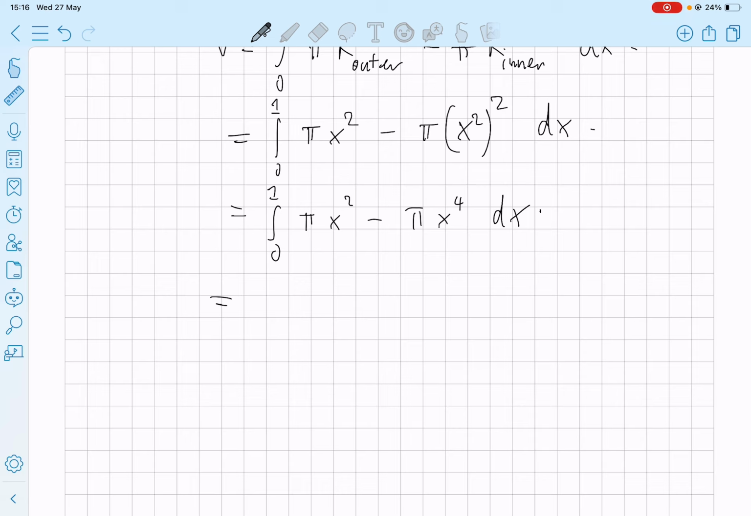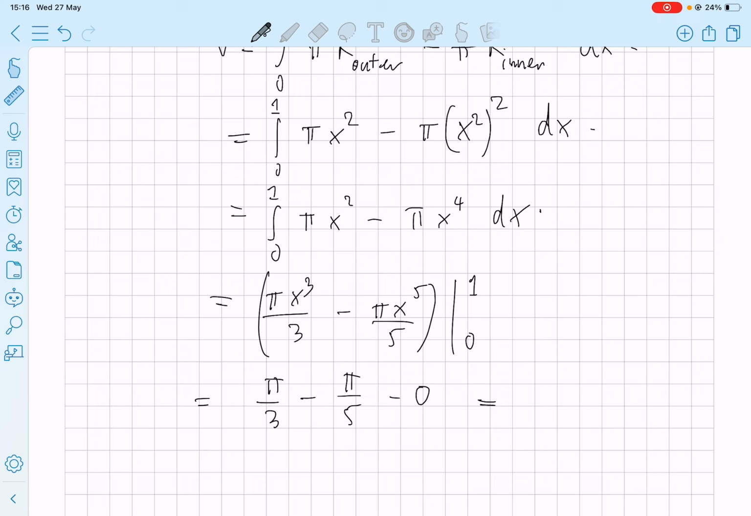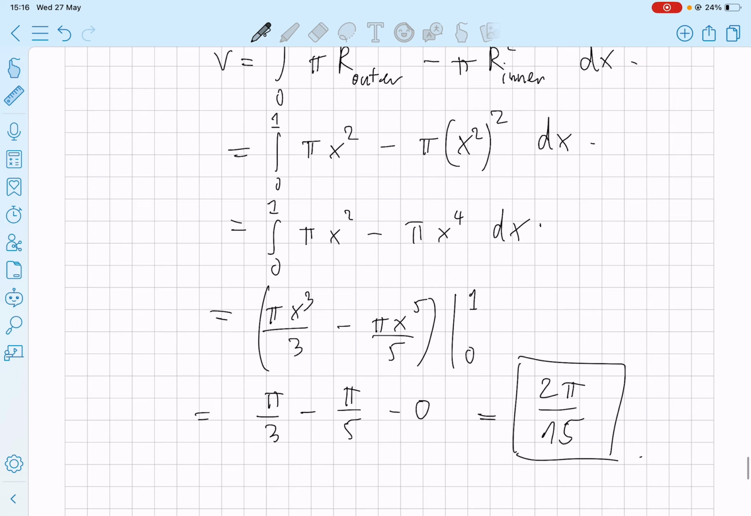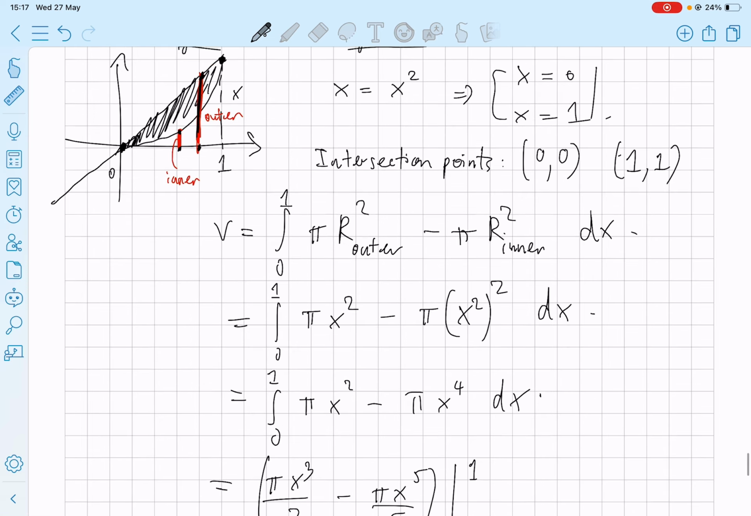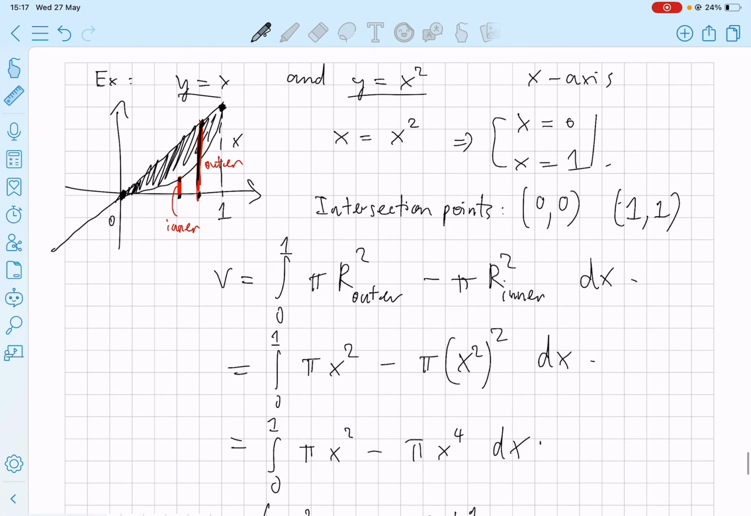Now we find the integral, which equals pi x cubed over 3 minus pi x to the power 5 over 5, from 0 to 1. It will give us pi over 3 minus pi over 5 minus 0, which equals 2 pi over 15. So the final answer is 2 pi over 15. So the volume is this number right here. Thank you for watching.